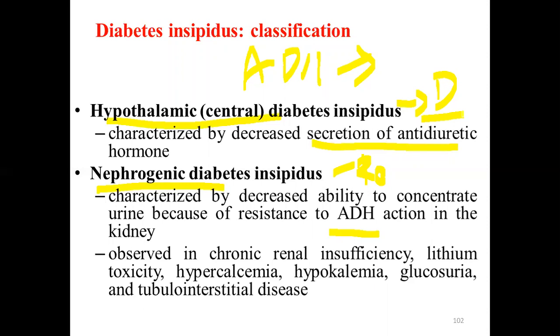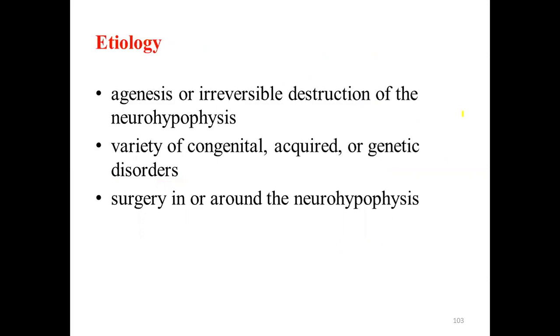So you have to know the difference between the two. If you are asked to differentiate between central and nephrogenic, central is deficiency of ADH, nephrogenic is resistance to the action of antidiuretic hormone from the target tissue. Those are the differences between the two.